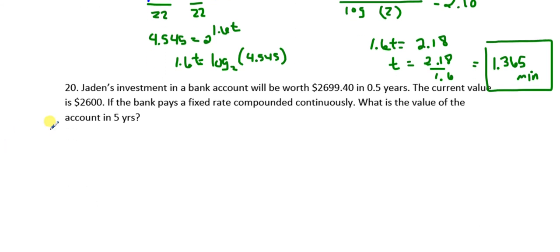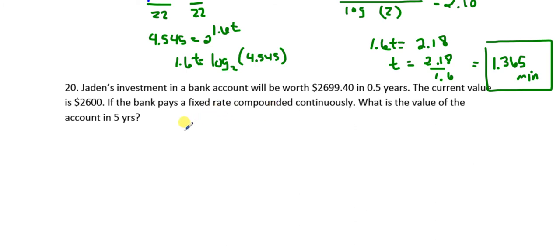All right, last one. Jaden's account will be worth $2,699.40 in a half of a year. The current value is $2,600. So it's another one where we need to find the rate. It's real similar to that question a couple of problems ago with the depreciation, where you had to figure out the rate and then figure out what it's going to be after 5 years.